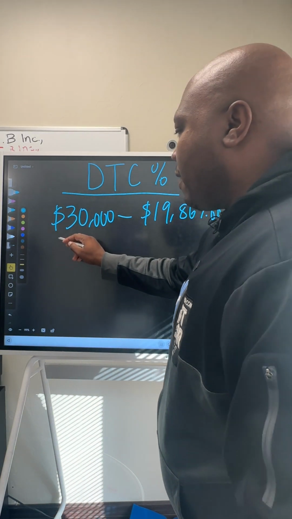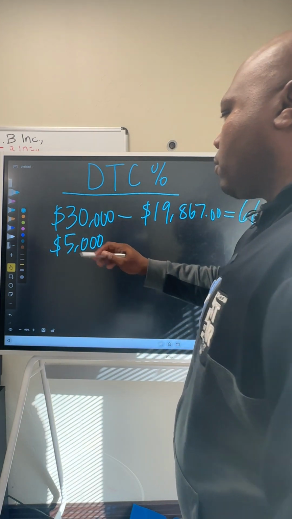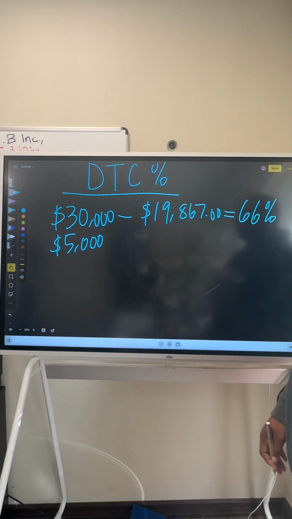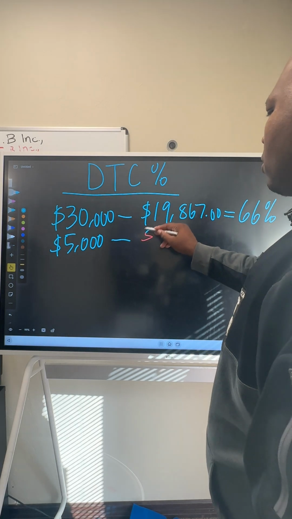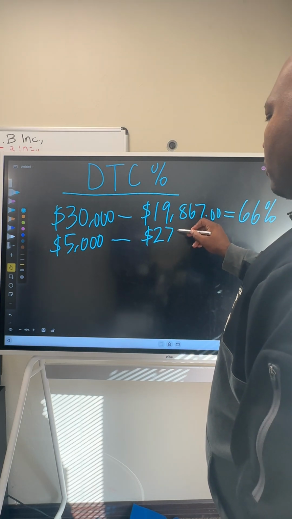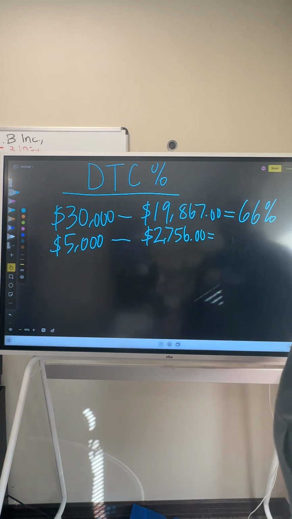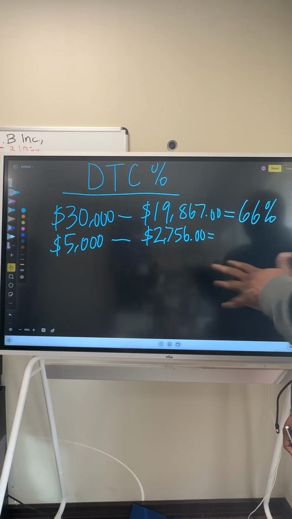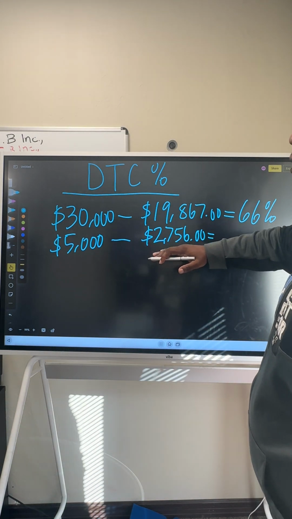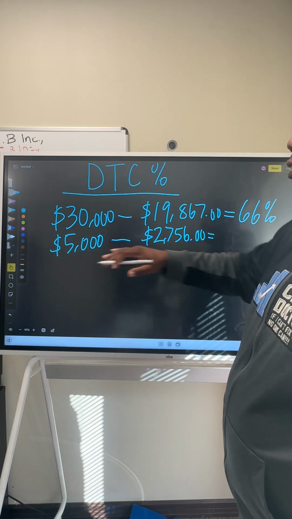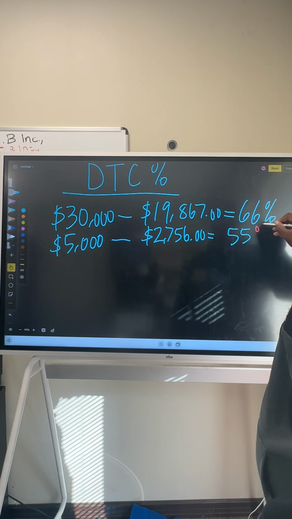All right, cool. Now let's say for this example we have a $5,000 credit card, and the balance is $2,756. We're going to keep the cents just to keep this illustration smooth. What you do is take this balance and divide it into the limit, balance into the limit. So what you get is 55%.